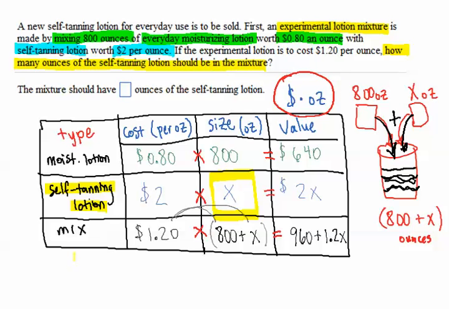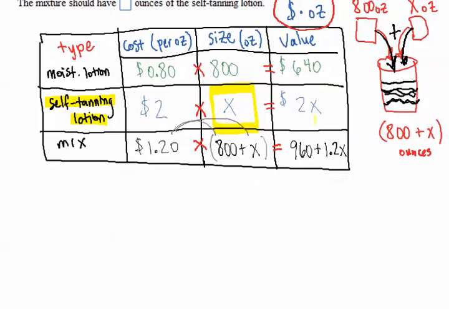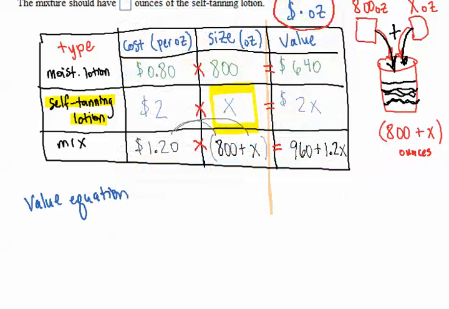This table just identified what we know and what we didn't know, and allowed us to give a variable to the thing we didn't know. That's all been very helpful. But now we have to extract an equation. How about this? How about the equation that comes from this thing right here?